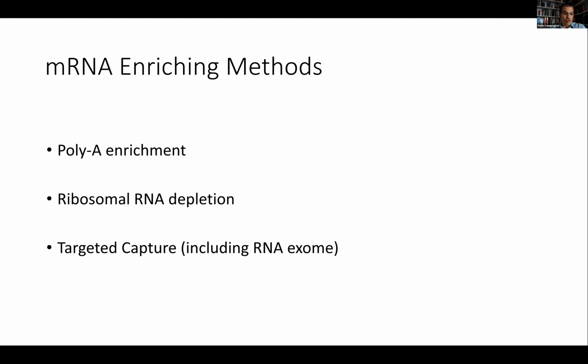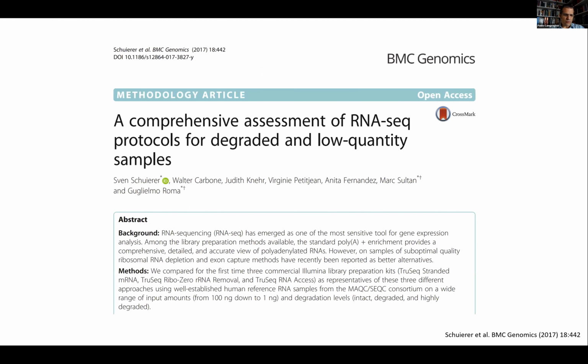We have basically three main methods. So one will be poly-A enrichment, right? The messenger RNA, most of the molecules would have a poly-A tail. We can use that for capture. We can do ribosomal RNA depletion, and we can also do targeted capture that will be both a smaller gene panel capture or whole exome RNA capture. And there are not many studies evaluating that, but we have a few.